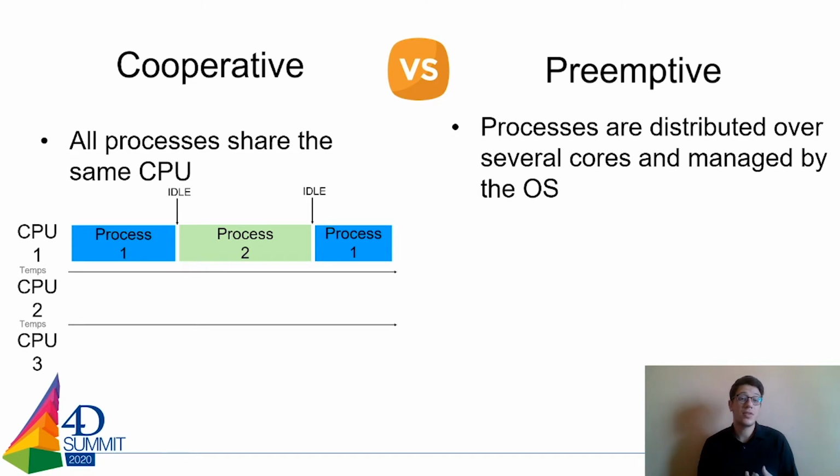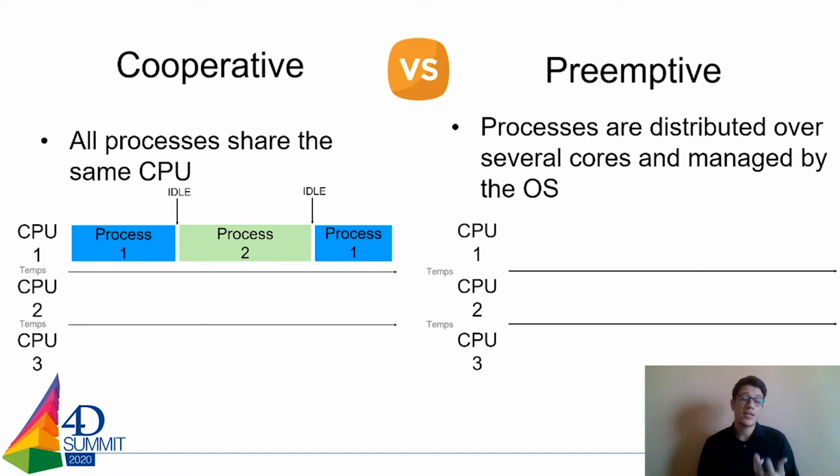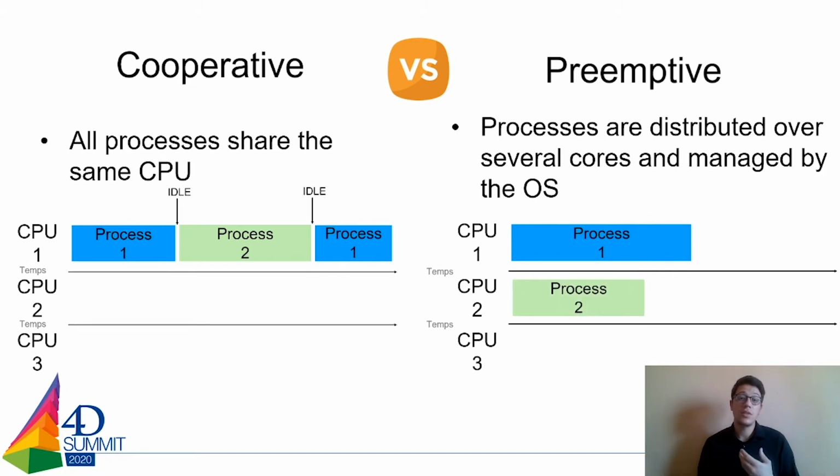On the other hand, with the preemptive mode, what happens is that 4D gives the hand to the OS to execute our processes. So what the scheduler does is that it assigns every single process to a single CPU. So we get something like this. If we launch two processes at the same time, the OS assigns the first process to a first CPU and the second process to a second CPU.